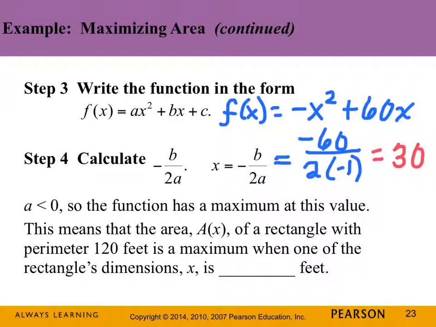Now remember from a previous example, x equals the opposite of b over 2 times a is the x-coordinate of the vertex. So this is where the parabola makes the turn. So we can decide if this is at a maximum or at a minimum. Well, since a is negative 1, so less than 0, that means the parabola opens downward, which means the vertex is at the maximum. So this means that the area, A of x, of the rectangle with a perimeter of 120 feet is at a maximum when one of the rectangle's dimensions, x, is 30 feet.